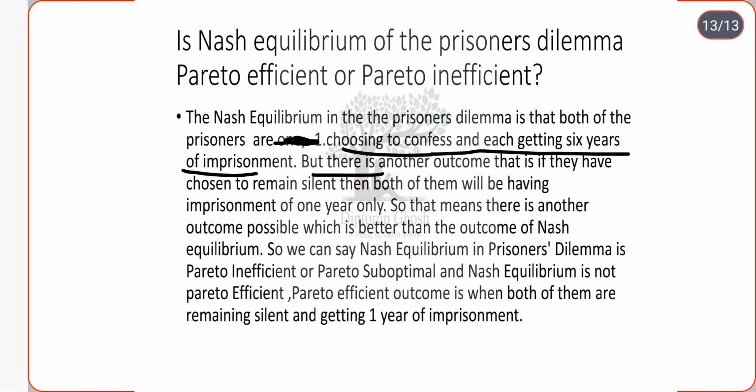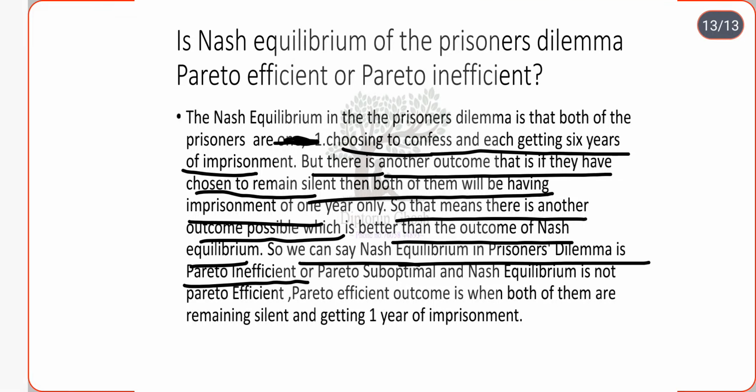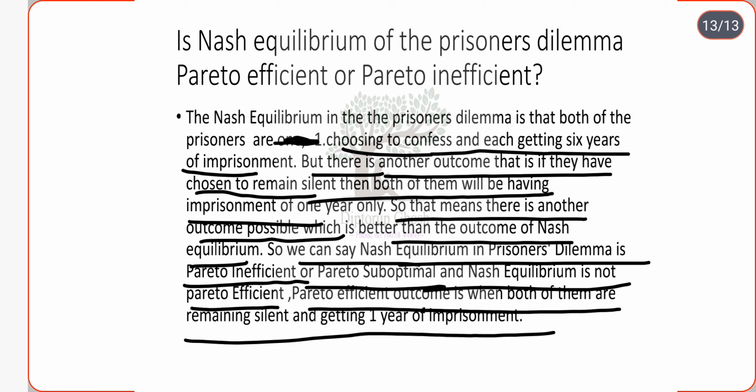But there is another outcome, that is if they have chosen to remain silent, then both of them will be having imprisonment of 1 year only. So that means there is another outcome possible which is better than the outcome of Nash equilibrium. So we can say Nash equilibrium in prisoner's dilemma is Pareto inefficient or Pareto suboptimal, and Nash equilibrium is not Pareto efficient. Pareto efficient outcome is when both of them are remaining silent and getting 1 year of imprisonment. That I have described there also.